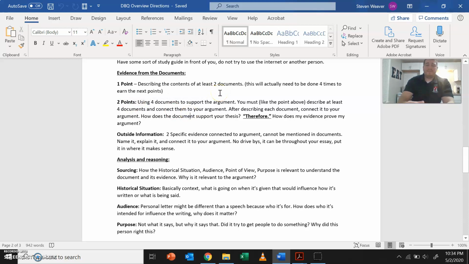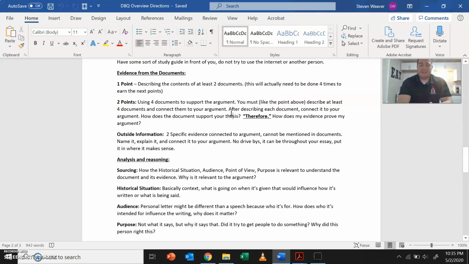So basically, what we want to do is for at least 4 of the documents, you need to describe the overview. What is the document saying? A lot of people are very short on this and give very generic answers. I would recommend probably for most of you 2 sentences, making sure that you're adequately describing what that document is saying. That should also, for the 4 documents, connect them to your argument. So using 4 documents to support the argument, you must, like the point above up here, describe at least 4 documents and connect them to your argument.